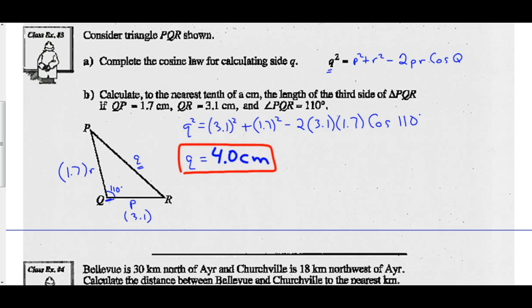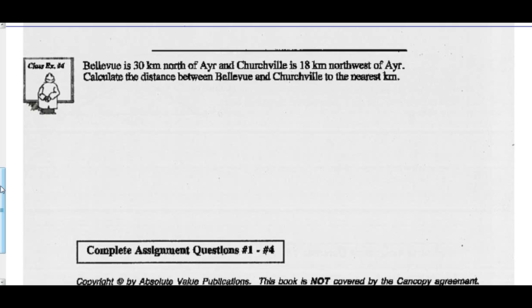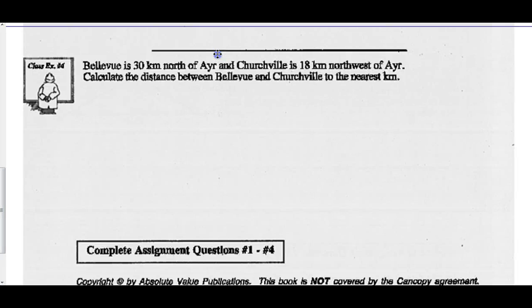All right. Let's try example 4. Bellevue is 30 kilometers north of Ayr and Churchville is 18 kilometers north of Ayr. Calculate the distance between Bellevue and Churchville to the nearest kilometer. So I'm going to use some letter abbreviations. Bellevue is 30 kilometers north of Ayr. So here is Ayr and here's Bellevue, 30 kilometers north.